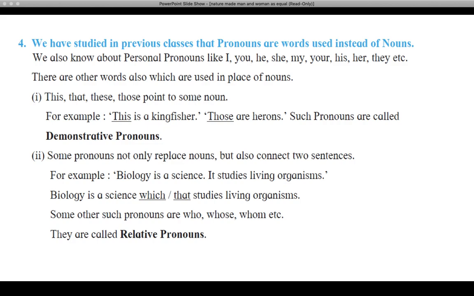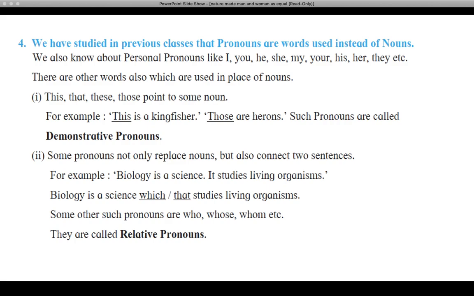Now there are also other words which are used in place of nouns. For example, they have given you this, that, these, those, which point to some noun. The example given over here: this is a kingfisher, or those are herons. Such pronouns are called demonstrative pronouns. It is demonstrating something, showing you, pointing out. So look at this snake.